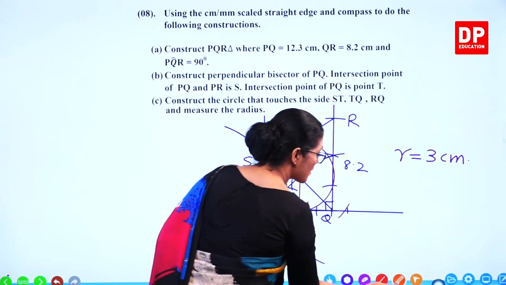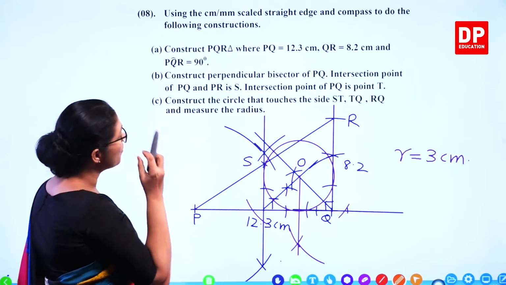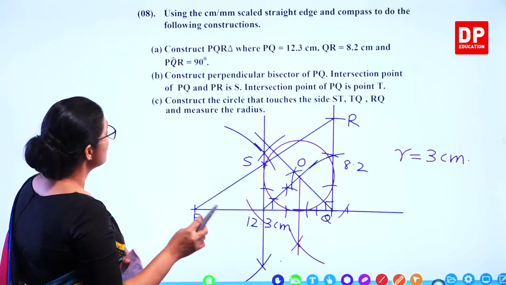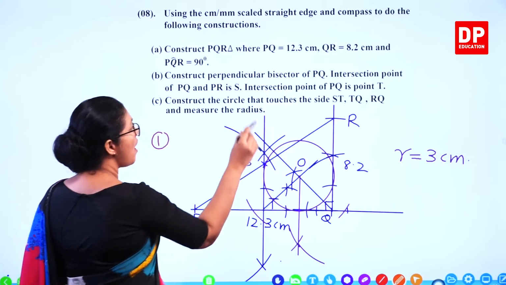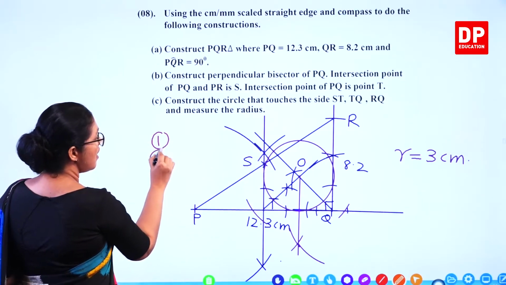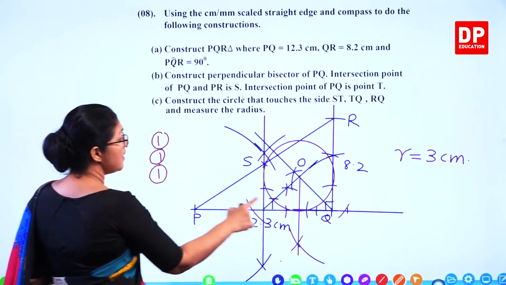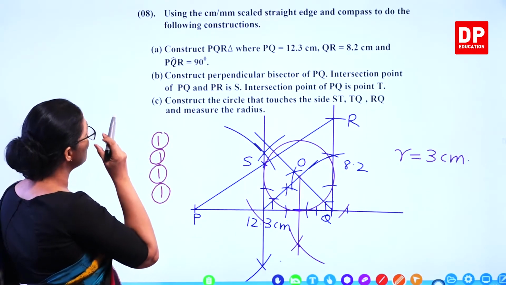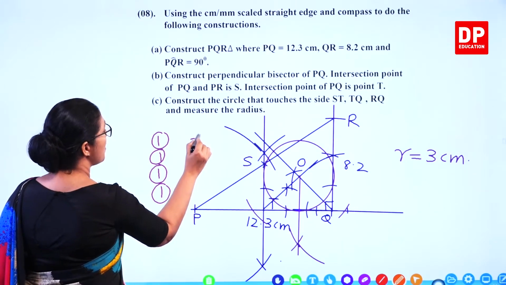Now we'll give marks. How many marks for this question? So full 10 marks you are getting. So 1 mark for PQ length, 1 mark for QR, and 1 mark for PR. And here the 90-degree angle, 1 mark. So 4 marks for the first part. And then marking the points, you get 2 marks.